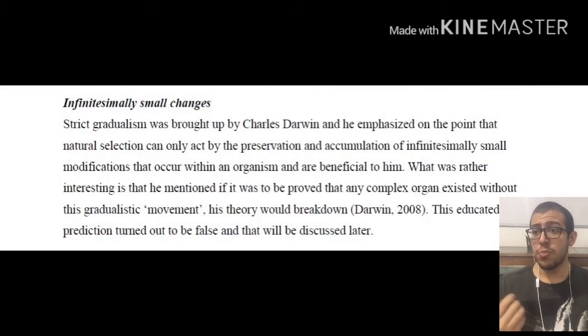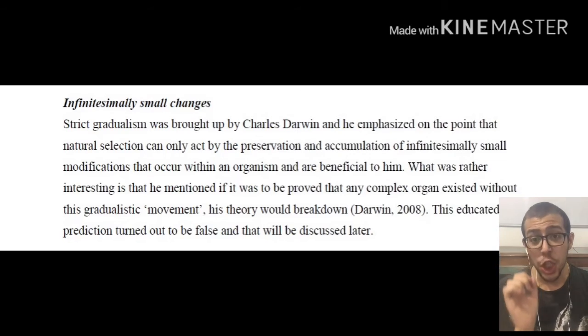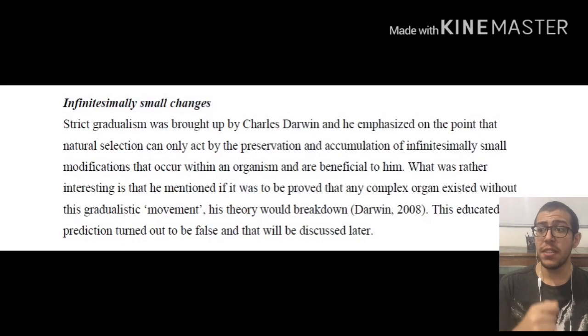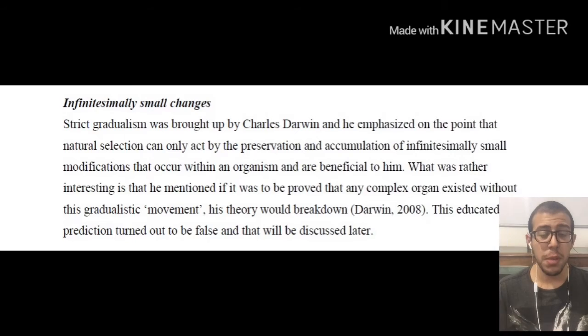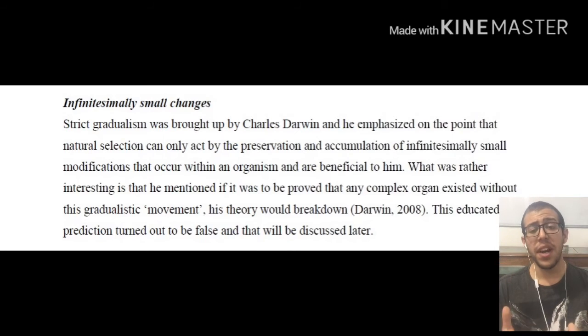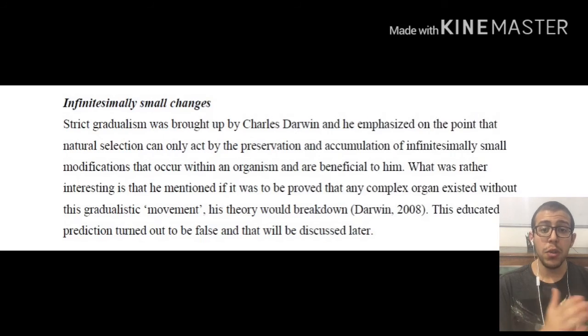Strict gradualism was brought up by Charles Darwin, and he emphasized the point that natural selection can only act by the preservation and accumulation of infinitesimally small modifications that occur within an organism and are beneficial to them. Essentially, to simplify this further, the idea behind this concept was that there are small mutations that, as we all know, are going to be happening constantly in our body. These beneficial changes are going to be staying, and gradually these are going to be accumulating, eventually leading to speciation.